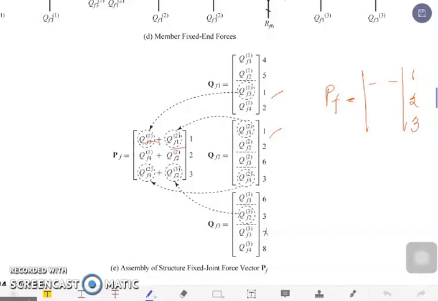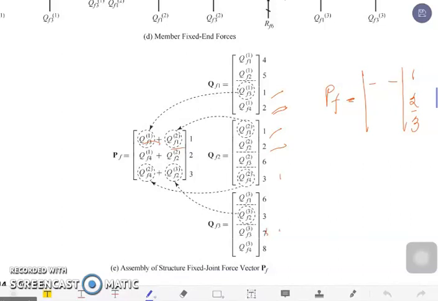Then the next one is code number 2. For member 1, there is, then member 2, there is, then member 3, there is none. So you have to add these 2 values for our Q sub F, that will be member 1 and member 2. Then for code number 3, member 1 doesn't have, member 2 there is, and member 3.